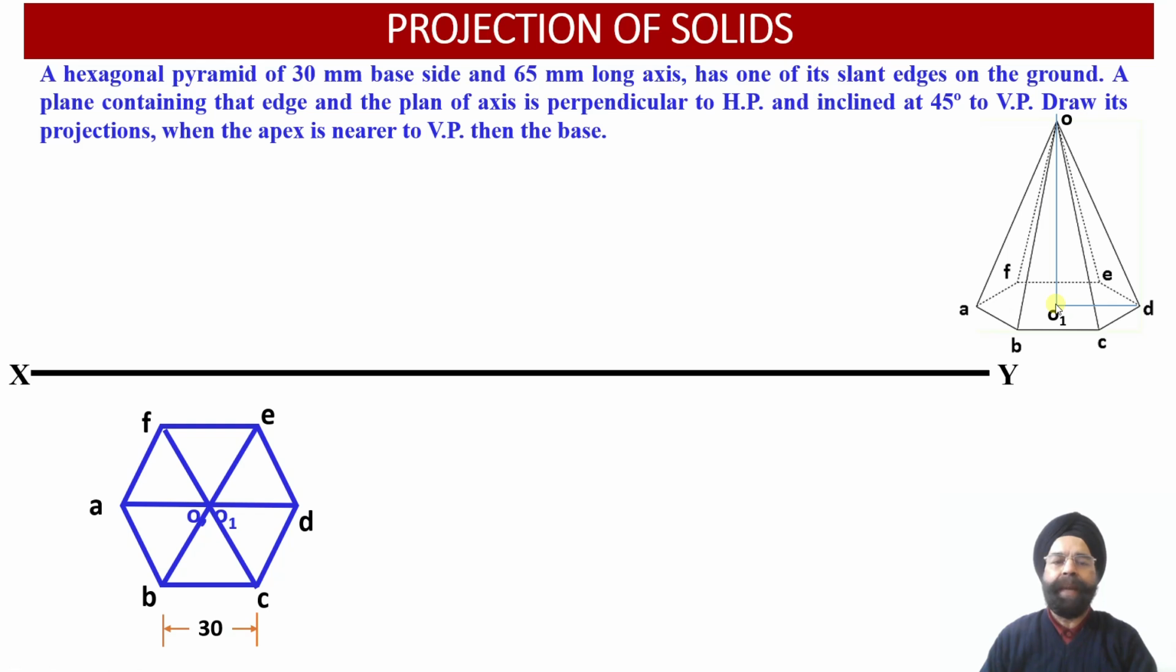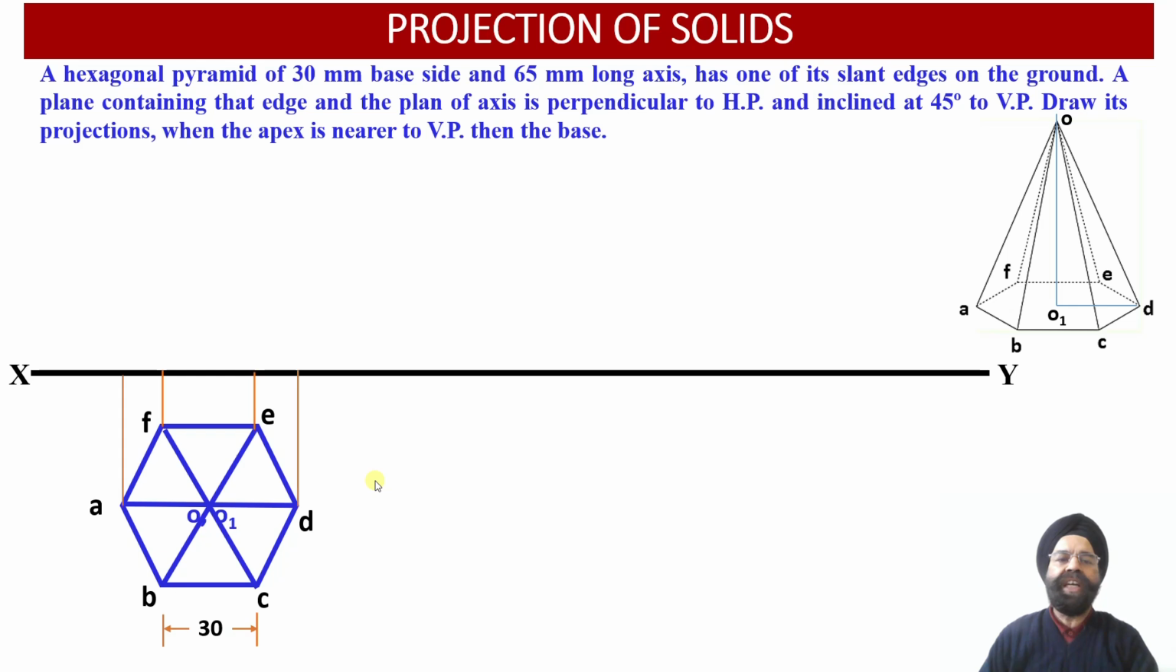Now when the observer looks at this hexagonal pyramid from the top, all the 6 slant edges will be visible to the observer. So we will be getting OA, OB, OC, OD, OE and OF slant edges drawn with the help of object lines over here. This way we have completed the construction of top view projections of the hexagonal pyramid resting on its base onto the ground.